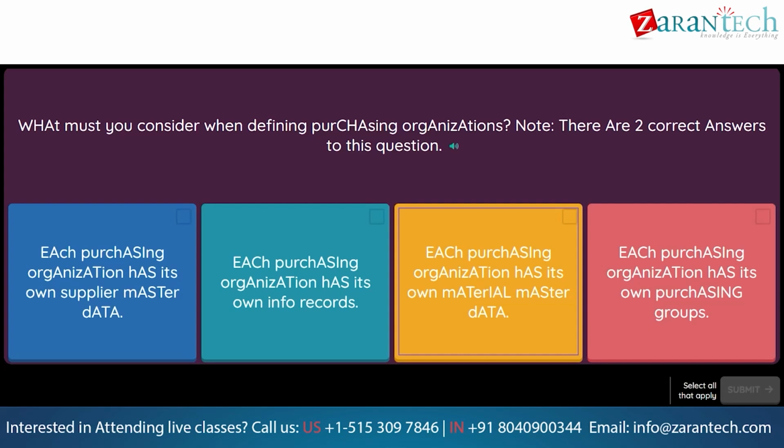Option 3, each purchasing organization has its own material master data. Option 4, each purchasing organization has its own purchasing groups.